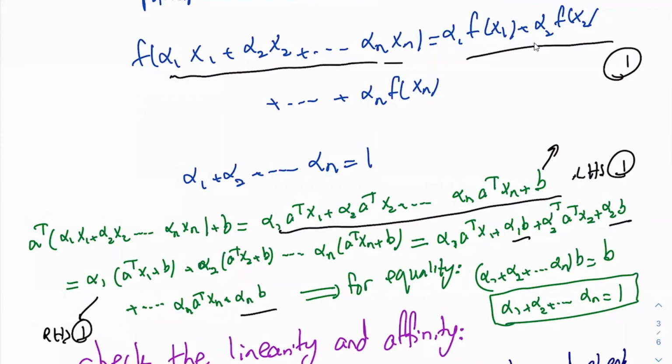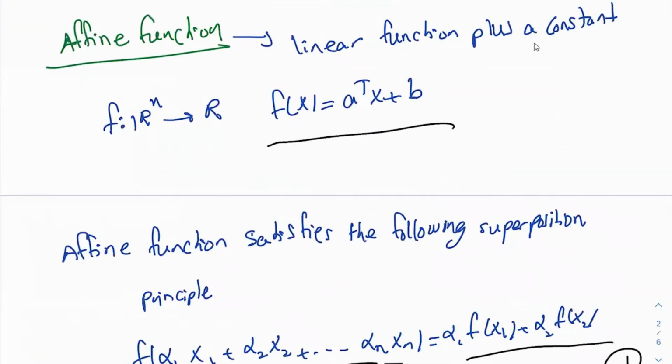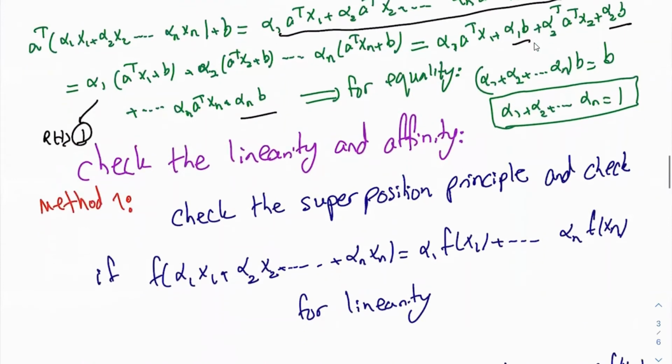So we just saw that there are two definitions for affine that are equivalent together. One, affine functions are the functions that can be written as a linear function plus a constant. Two, affine functions support the superposition principle when the coefficients add up to be 1. And we just saw the proof as well.